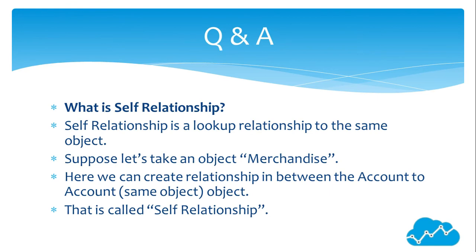What is self-relationship? Self-relationship is a lookup relationship to the same object. Suppose let's take an object, merchandise.